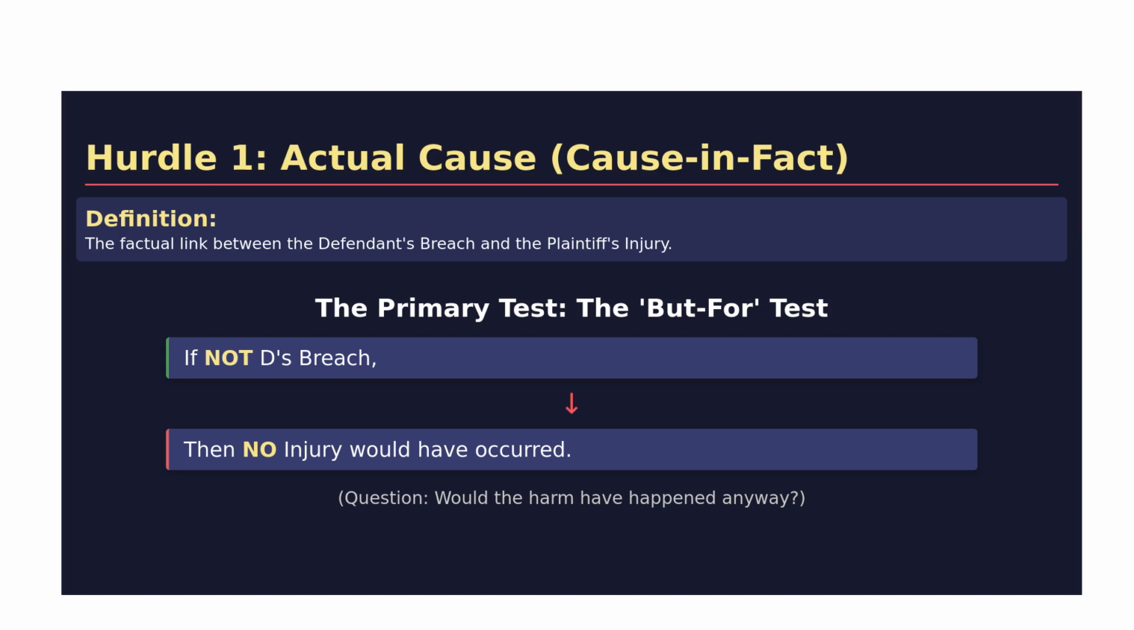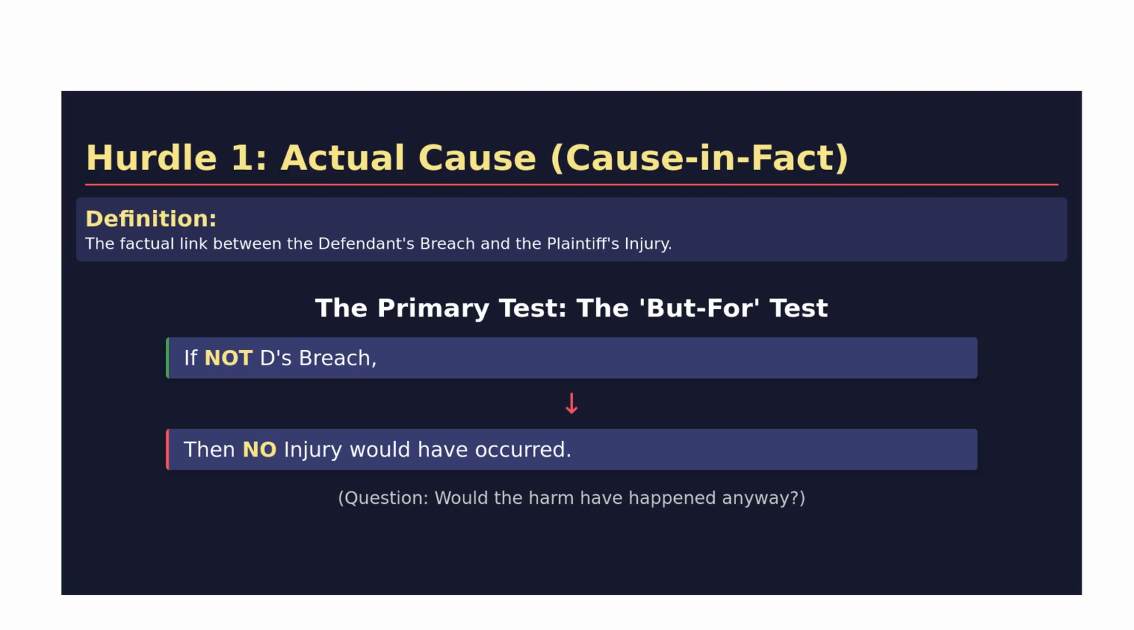To prove this factual connection, the law primarily relies on the but-for test. This test asks a simple, counterfactual question. But for the defendant's breach, would the injury have occurred? If the answer is no, meaning the injury would not have happened without the defendant's specific negligent act, then actual cause is established. Consider a straightforward example.